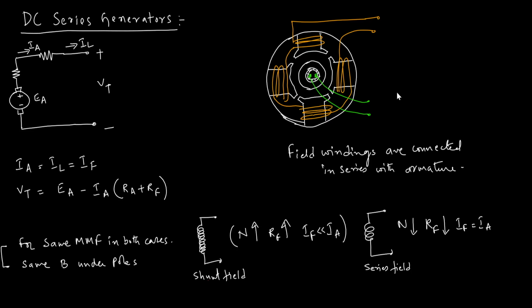Okay, in the last class we covered the shunt generator under self-excited DC generators. In this lecture we will be covering the remaining three types of self-excited generators: series generators, compound generators, cumulative compound and differential compound generators. Now first let us take up DC series generators.